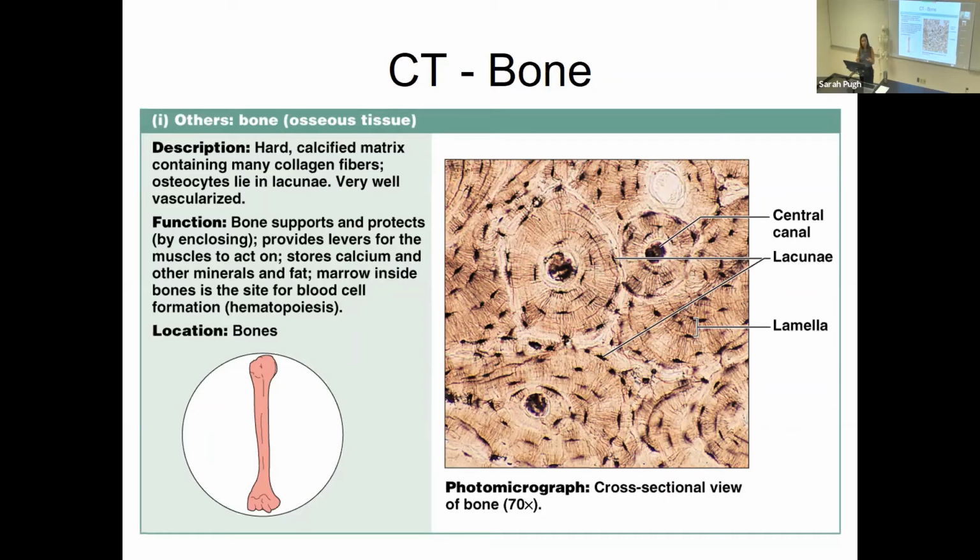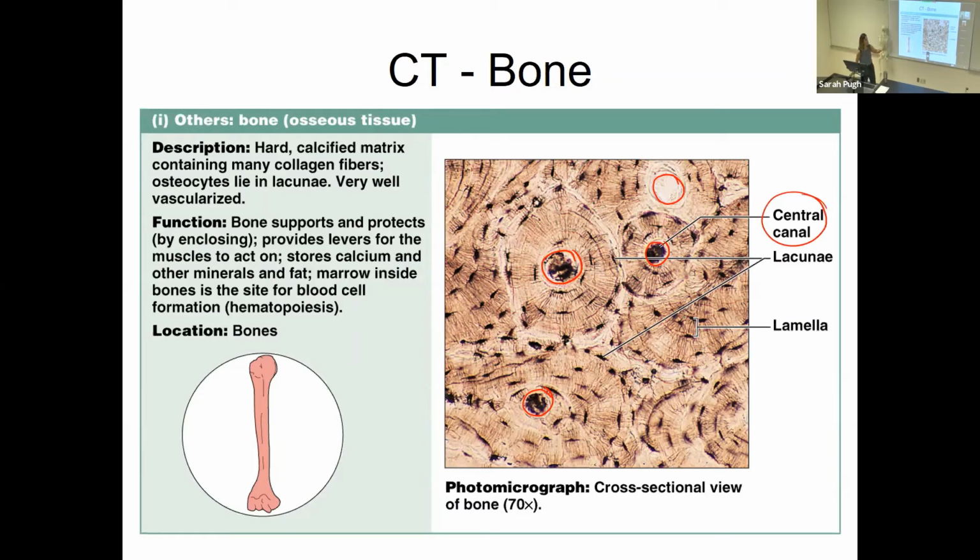So I'm going to point a couple things out to you. One is this big black circle in the center of those rings. Now this one's not black, but it should be. That big black circle, that is not a cell. That is not an osteocyte. That is a canal for blood vessels to run through. So we call that the central canal.